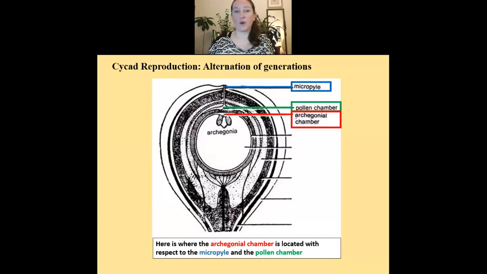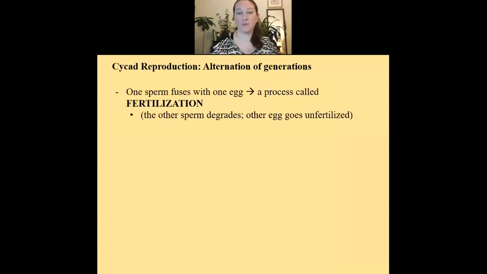Okay, so remember that pollination is when a pollen grain lands on an ovule, whereas fertilization is when one sperm fuses with one egg. And as I just mentioned, you have originally in one pollen grain two sperm, but only one sperm will fertilize one egg. The other sperm will degrade, and the other egg will go unfertilized.